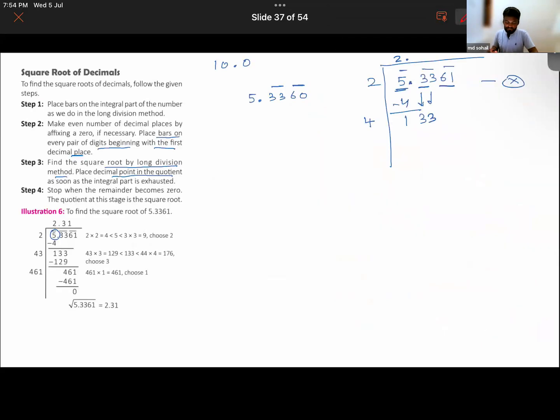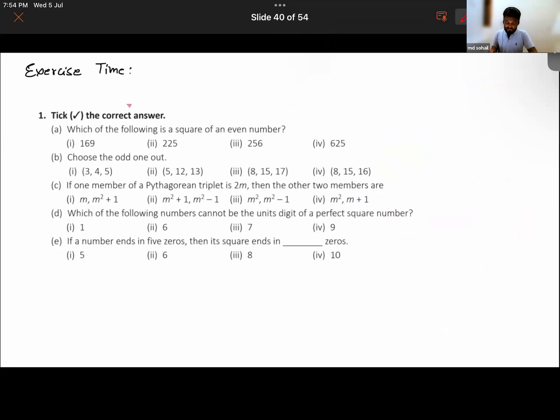Okay. Now some basic questions for you guys. There are a few questions. Quickly solve them. It should not take more than 2 or 3 minutes. First question is, which of the following is a square of an even number?